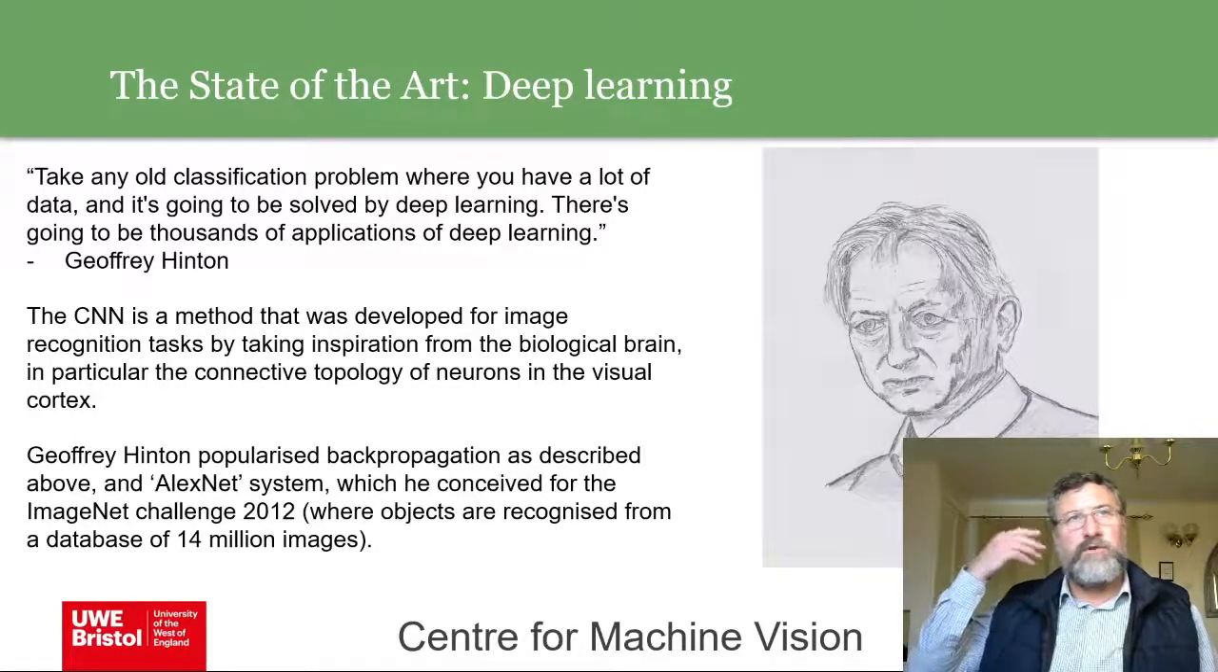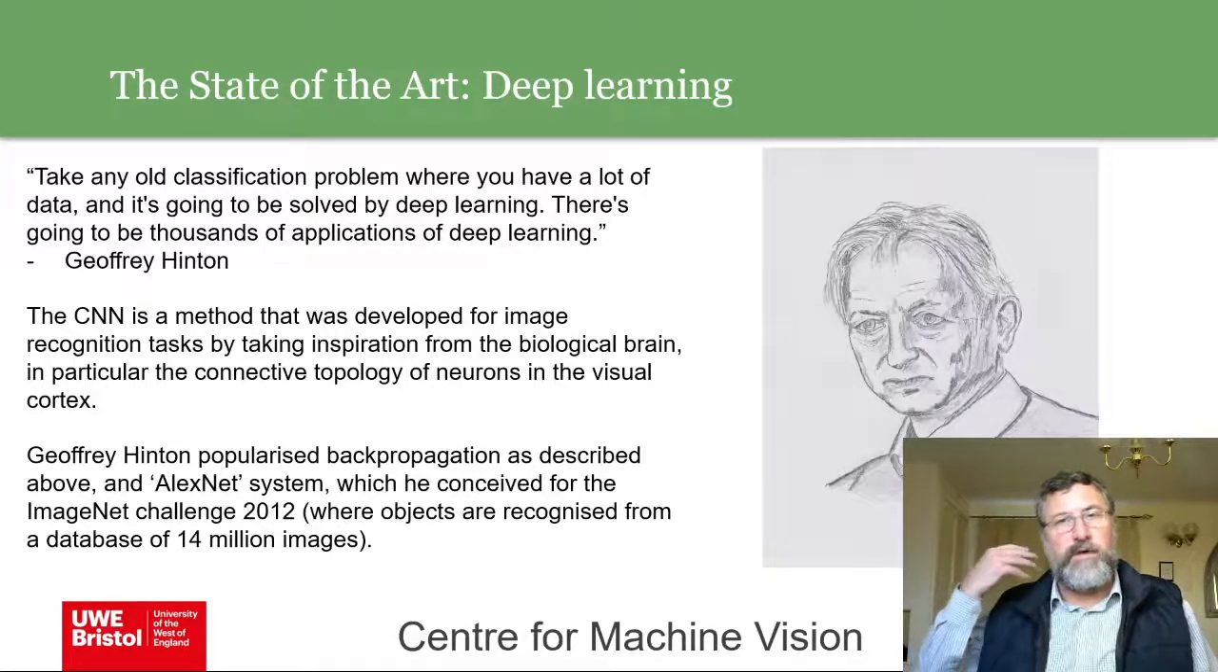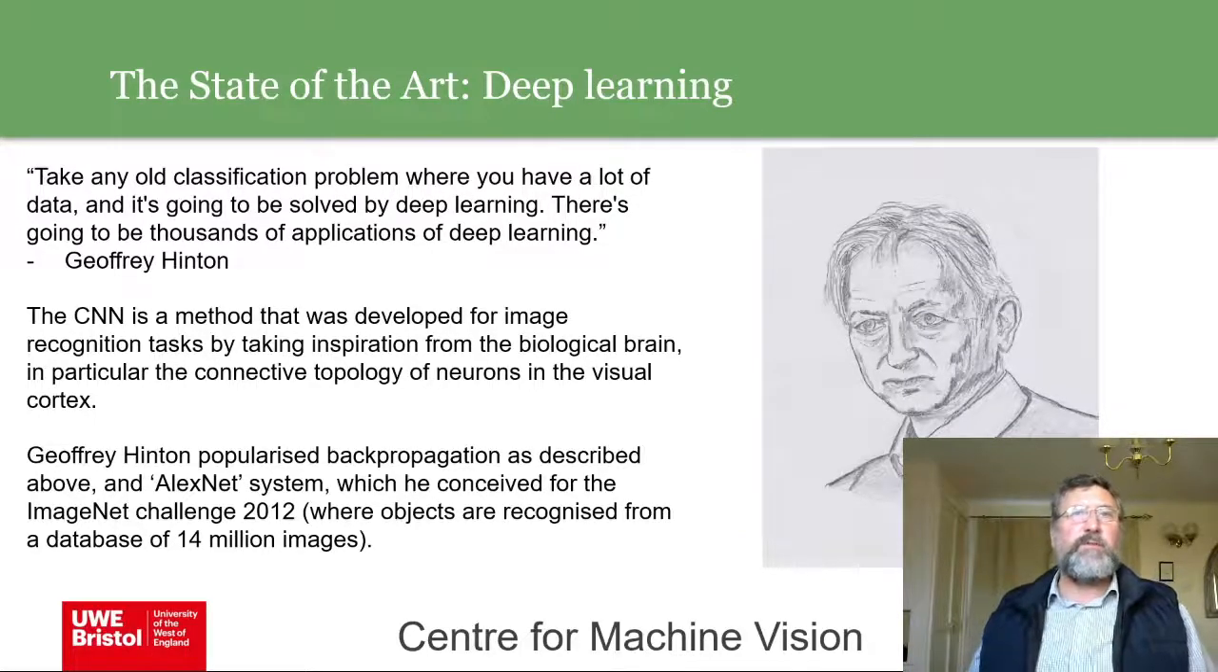Convolution is like the visual processing in the eye, and that's where you're looking at both the eye and the brain. The neural network is more like the brain part of the simulation. Geoffrey Hinton popularized backpropagation, as I was just saying, and described the AlexNet system, which he conceived for the ImageNet challenge. This was like a competition that used to go on every year to see who could get most accuracy in recognizing faces from a database of so many million images. And he got a bit of a breakthrough with this system.